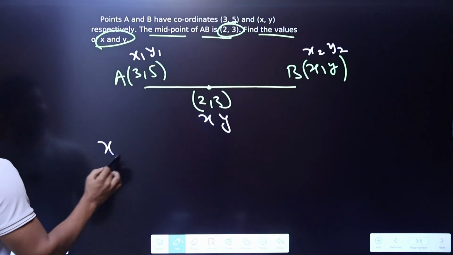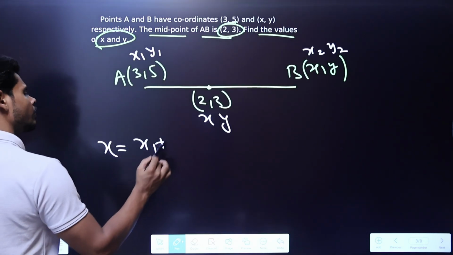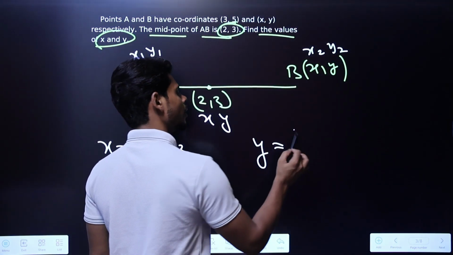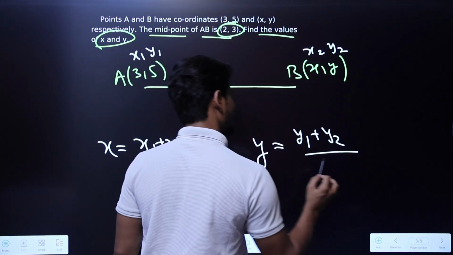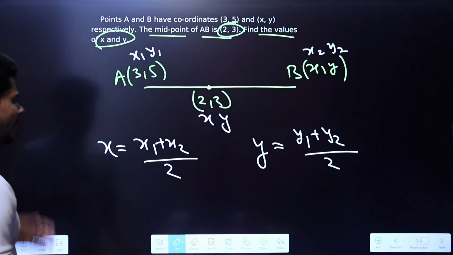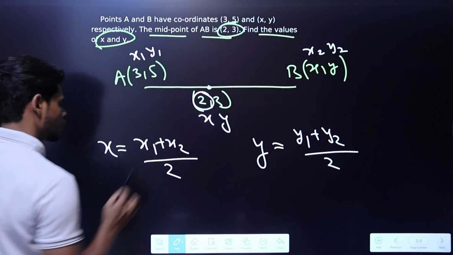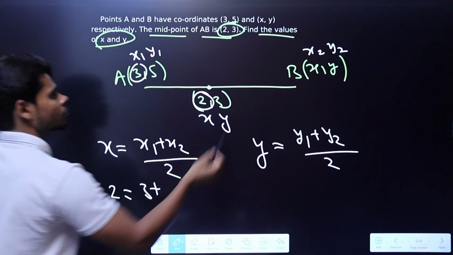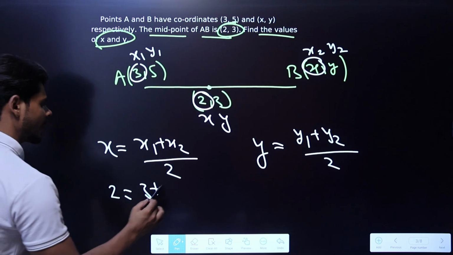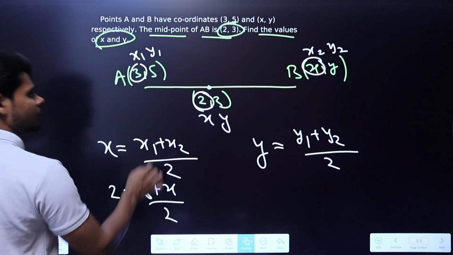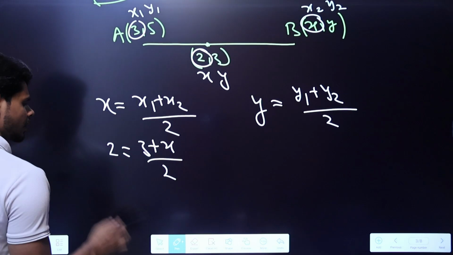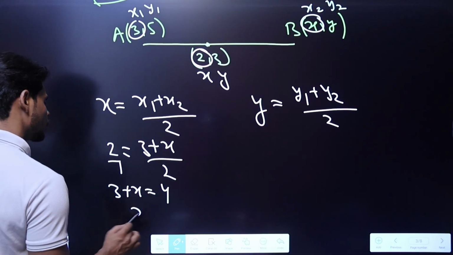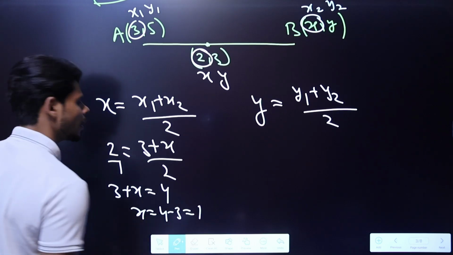So to find the coordinate of x, our formula is x1 plus x2 divided by 2, and to find the coordinate of y, that is y1 plus y2 divided by 2. What is x in the midpoint? It is 2, so you can substitute 2 over here. x1 is 3, and x2 is x, which is what we have to find, divided by 2. Just cross multiply to get the answer. So 3 plus x is equal to 2 into 2, which is 4. So the value of x comes out to be 1.